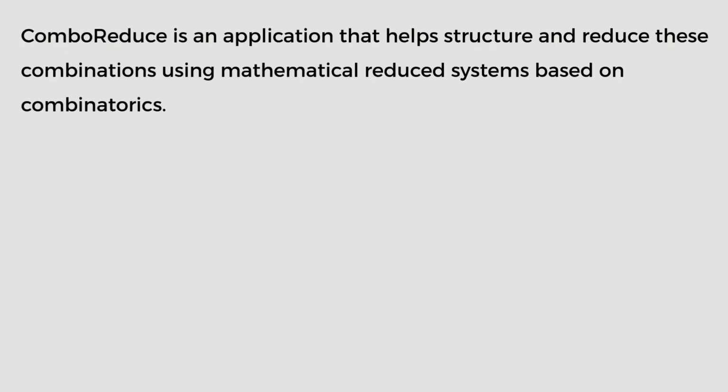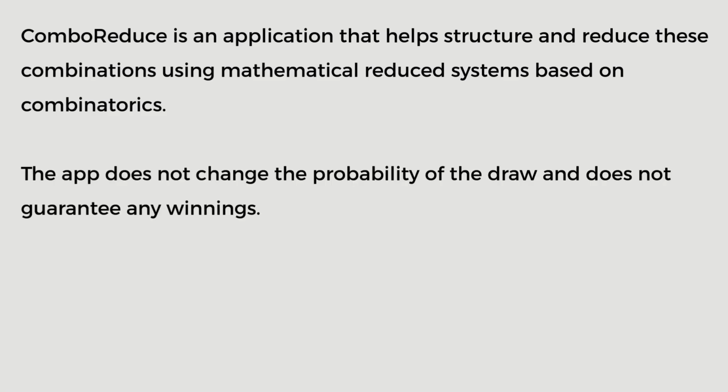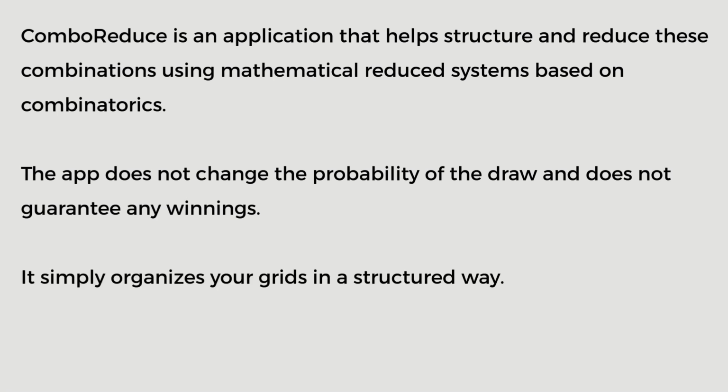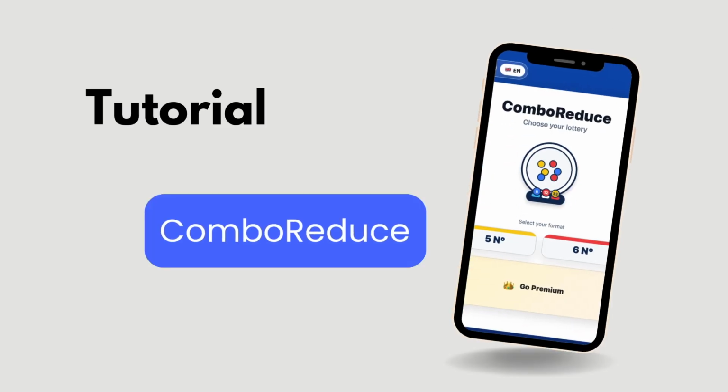ComboReduce is an application that helps structure and reduce these combinations using mathematical reduced systems based on combinatorics. The app does not change the probability of the draw and does not guarantee any winnings. It simply organizes your grids in a structured way. Let's now see how to use the application.